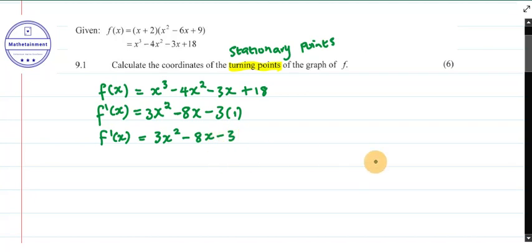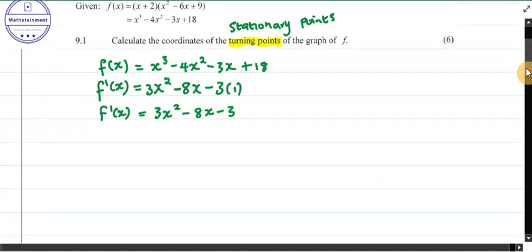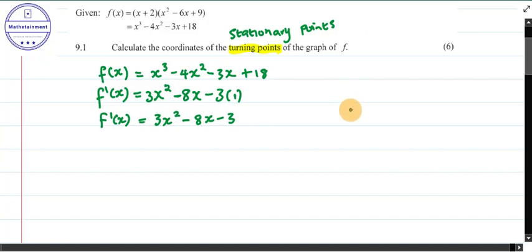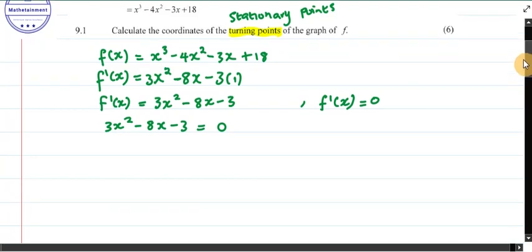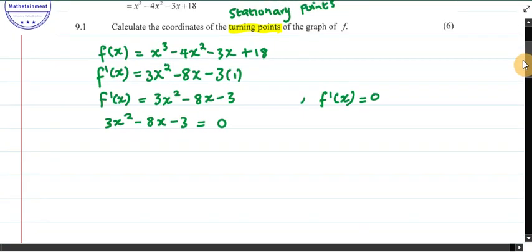Okay, so we know that when we work with the stationary point, the gradient at the stationary point or the turning point is equivalent to 0. So we say f prime of x is equated to 0 at a stationary point. So we can rewrite this as 3x squared minus 8x minus 3, and you equate it to 0. Okay, so now we have to find the factors of x. So we have to factorize this.